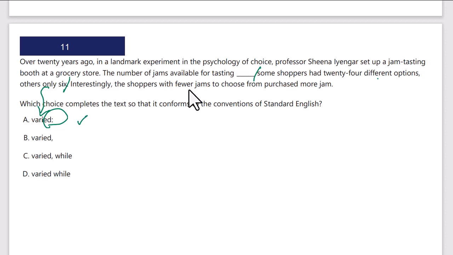So as we read this again, the number of jams available for tasting varied, colon. Example, some shoppers had 24 different options, comma, others only 6. It doesn't have to be an independent clause after the colon. It can be a dependent clause. That's fine. A is correct.